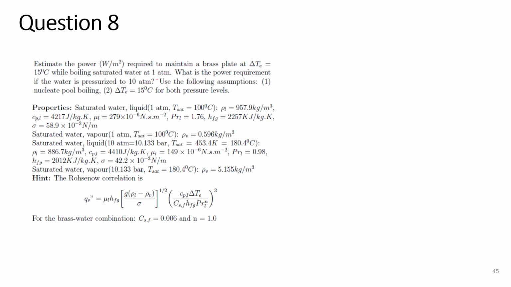So for the given system, we had to calculate the power required at 1 atmosphere as well as the power required at 10 atmosphere. And for both these, that is 1 atmosphere as well as 10 atmosphere, we have been given the density of the vapor as well as the other parameters that we have been given. So these parameters are for 10 atmosphere. These parameters are for 1 atmosphere. And then we have been given this power equation, that is the heat transfer rate, given by this Rohsenow correlation.